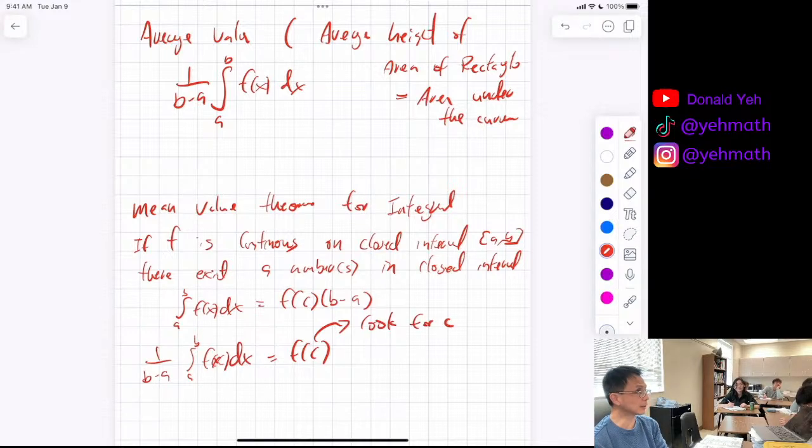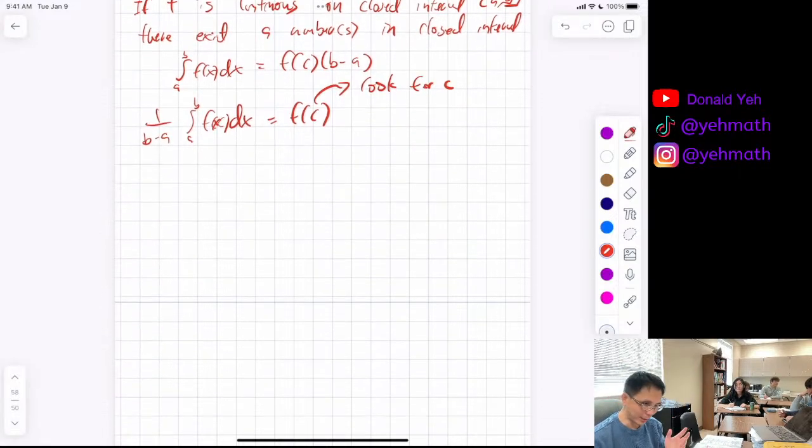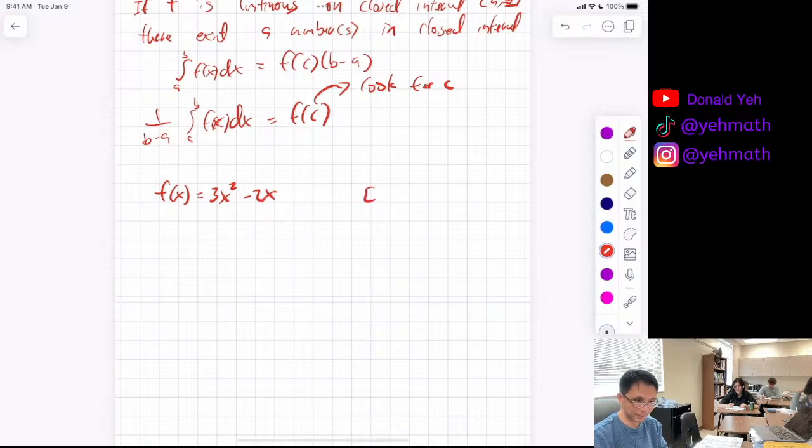Why are you looking for c? That c is gonna give you the average value. Does that make sense? The particular x value is gonna give you the average value. Now you're gonna be like, I don't know what you're talking about. This guy's on crack. So 3x squared. I'm on crack sometimes. Not all the time.